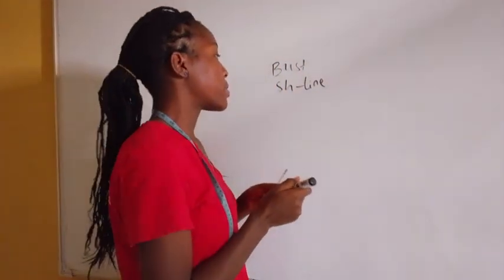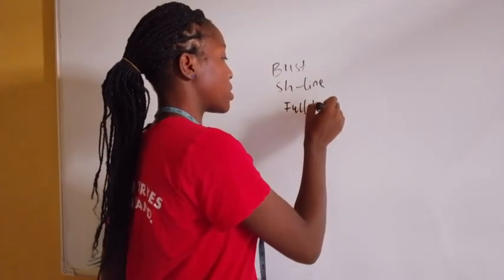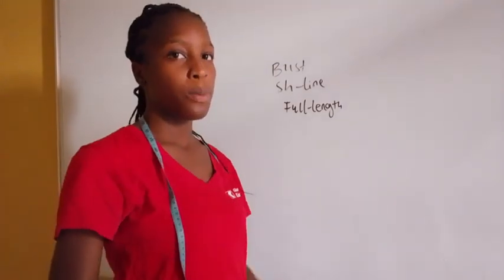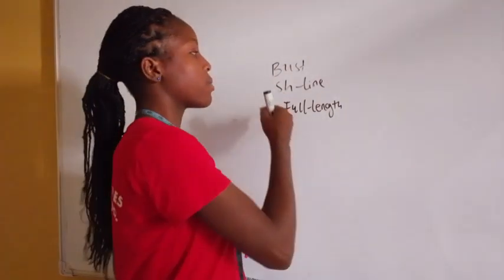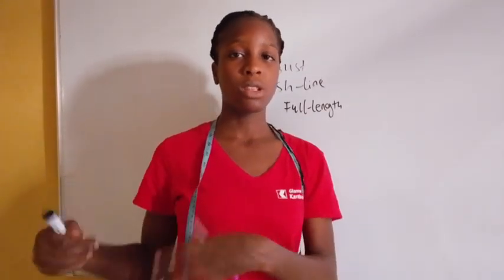And not only that, you need to understand that this dress must have a full length. That means where it's going to stop. So these are the three basic measurements that are necessary to start drafting a cut together dress. So let's go to the cutting table and get started.